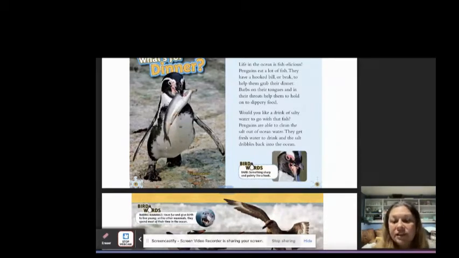Okay, so let's take a look at this close-up. You can tell that their beak has a hook-like bill, as the author mentioned. And if you look at their tongue, they have barbs on them. And that helps them hold on to their slippery food.